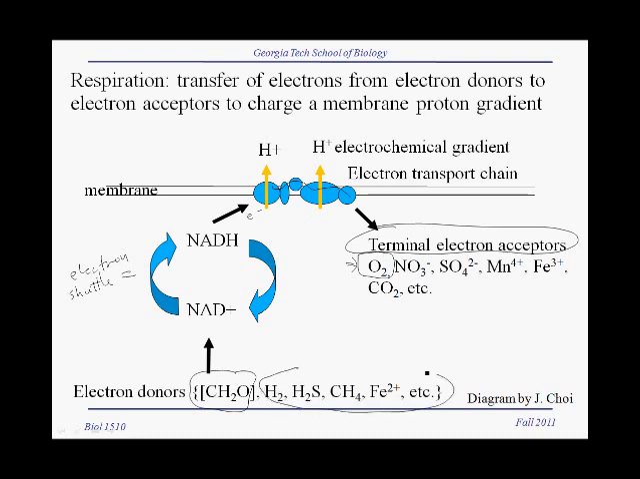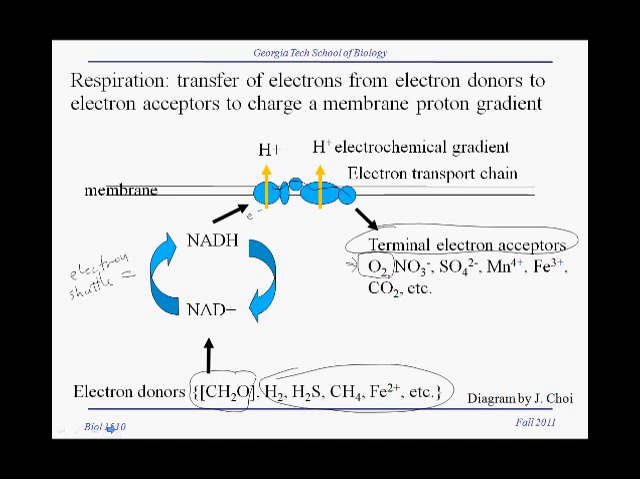Bacteria can use alternative electron donors. So some bacteria don't have to get electrons from food molecules. They can get electrons from other potential electron donors. And bacteria can also use other potential electron acceptors at the end of their electron transport chain.